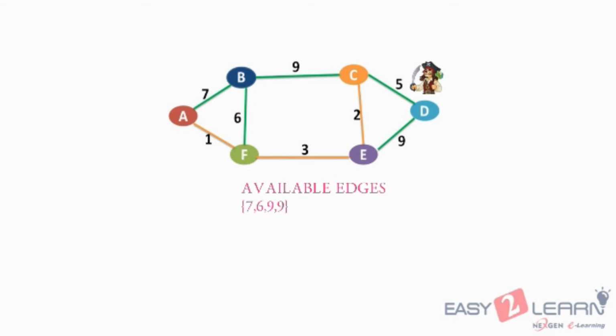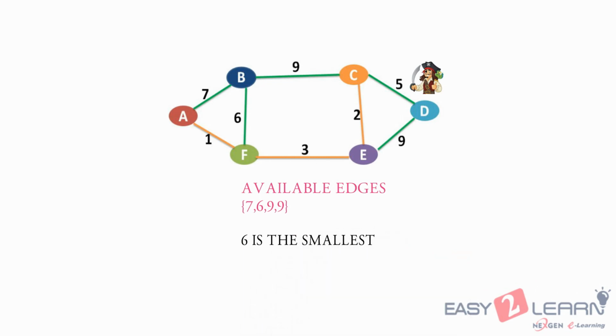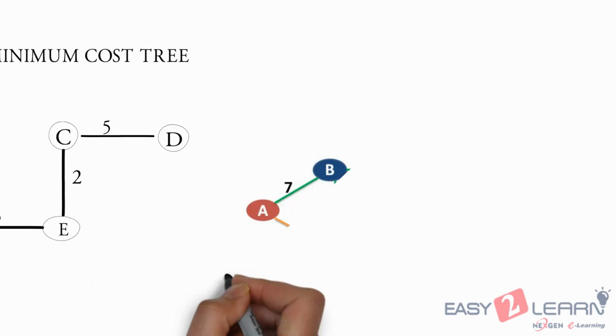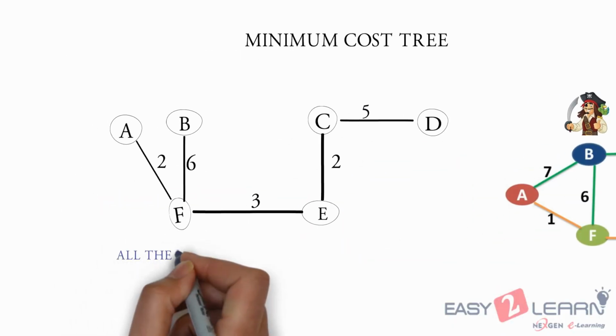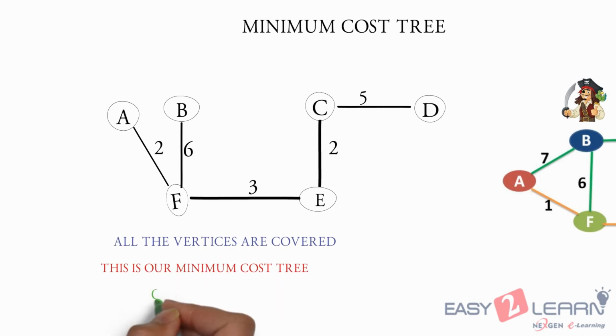For B, we have a couple of options: from C to B and F to B. F to B has a weight of 6, and I compare it with B and C, which is 9. To select the smaller one, I selected F to B. So here all the vertices are covered and no loops are formed, and therefore this is our minimum cost tree.